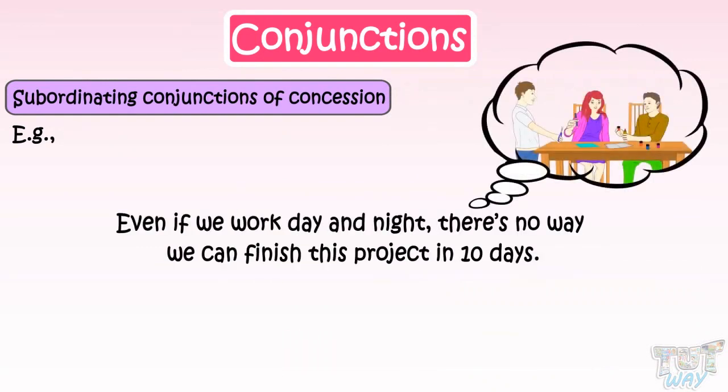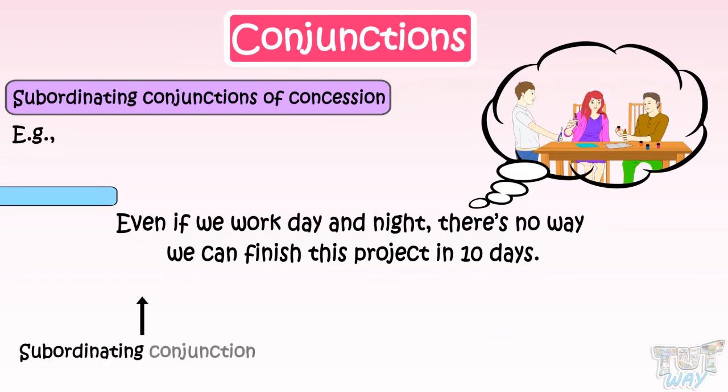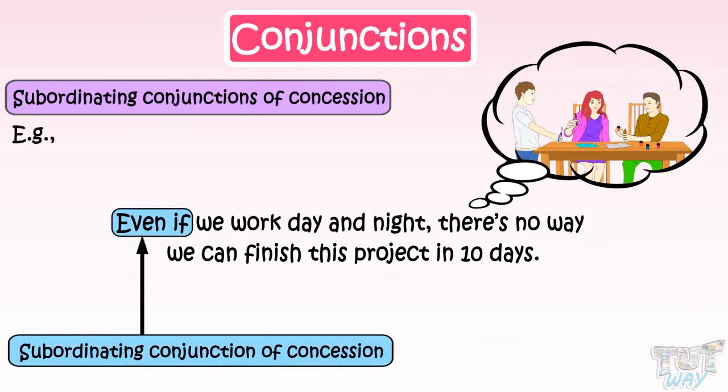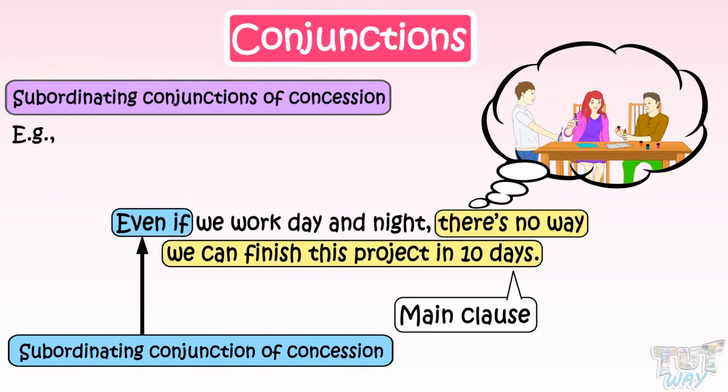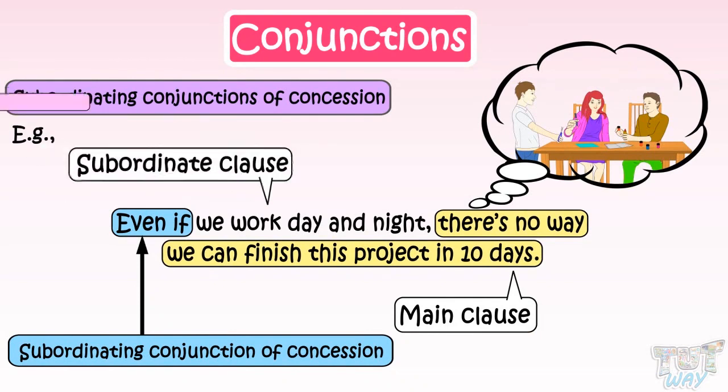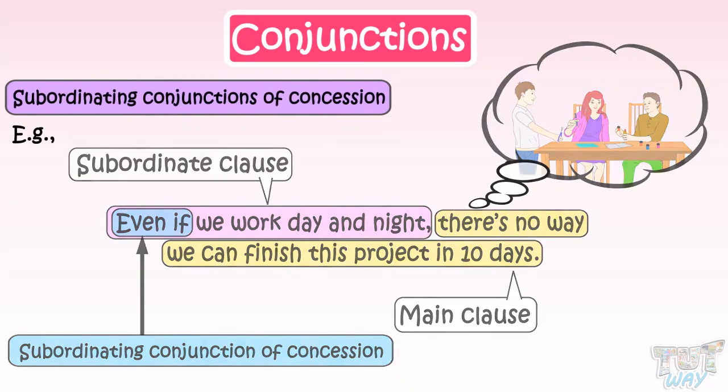Even if we work day and night, there's no way we can finish this project in 10 days. Here, the conjunction "even if" is a subordinating conjunction, as it is connecting a main clause, "There's no way we can finish this project in 10 days," and the subordinate clause, "even if we work day and night." And it is indicating the aspect of concession.